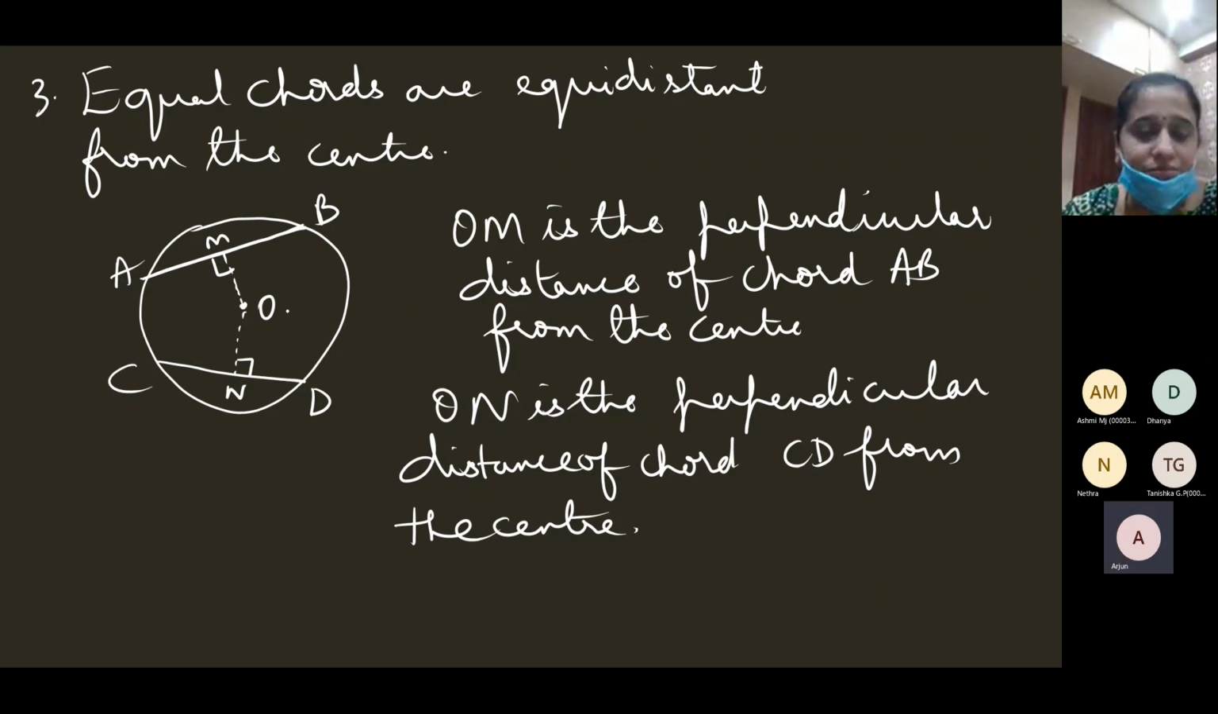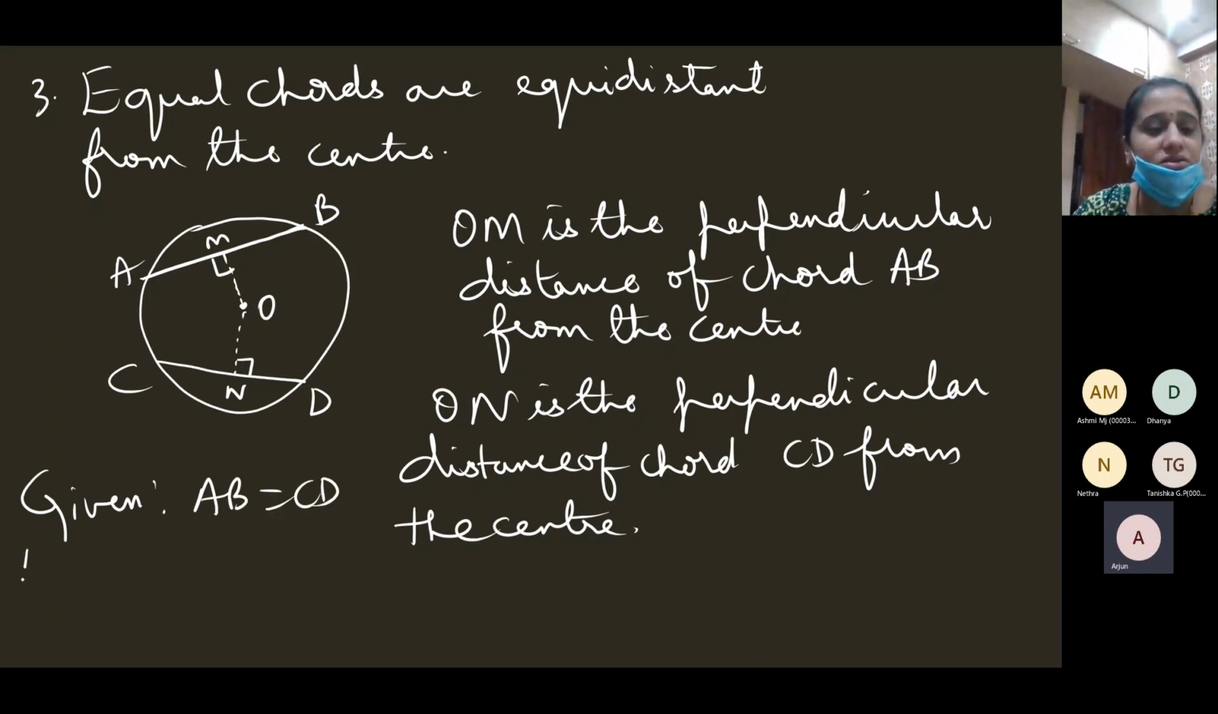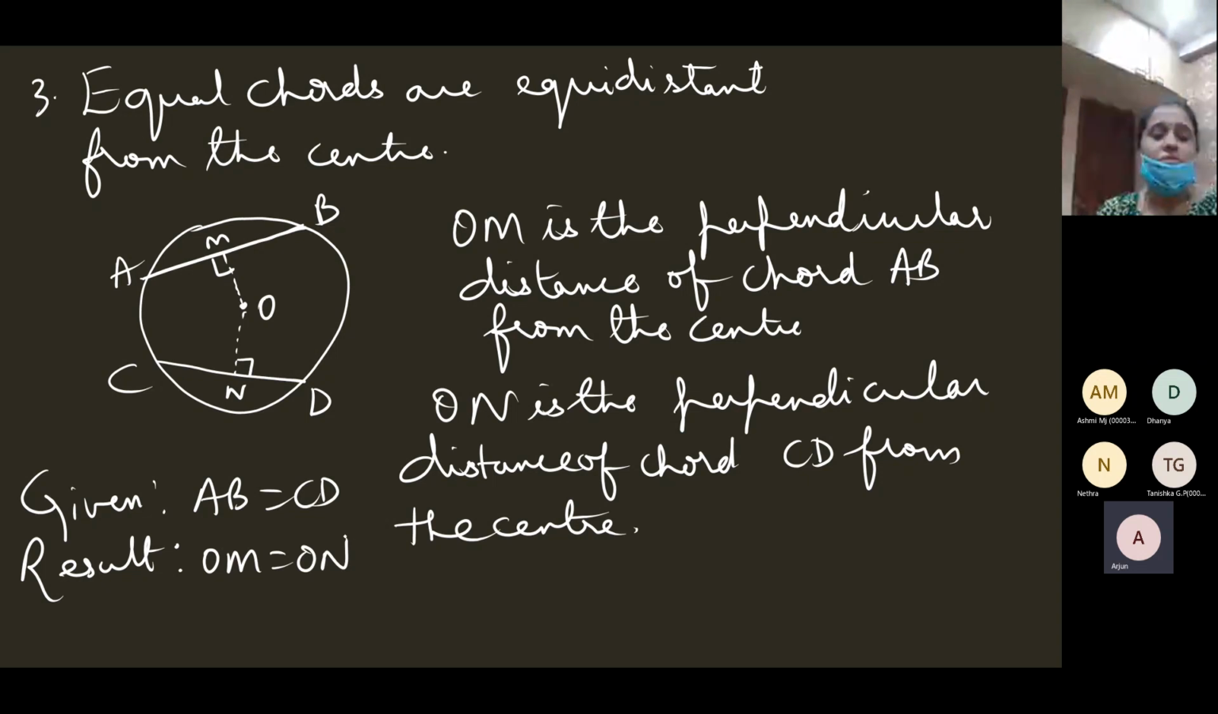So now, if you know that AB is equal to CD, then the result is OM is equal to ON. If the chords are equal in length, then their distances from the center will always be equal.